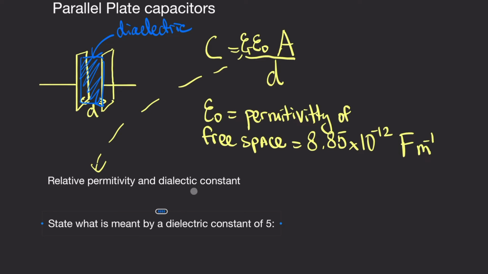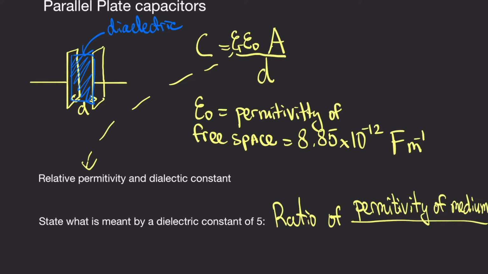Now, what is meant by a dielectric constant? A few years ago, there was a question on the AQA spec which asked what is meant by a dielectric constant of a certain number. For instance, here I've just given 5, and over 90% did not include that definition, didn't gain the mark. So let's answer this. A dielectric constant of 5, or any other number, is simply given by a ratio. The dielectric constant is the ratio of the permittivity of the medium divided by the permittivity of free space.